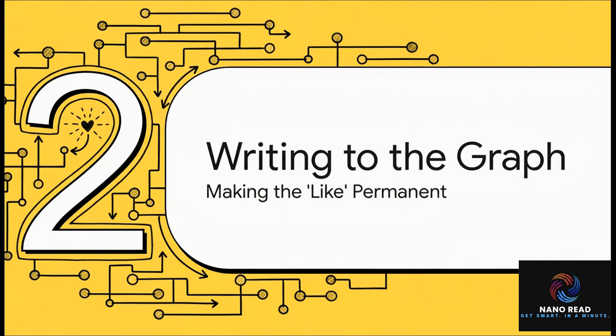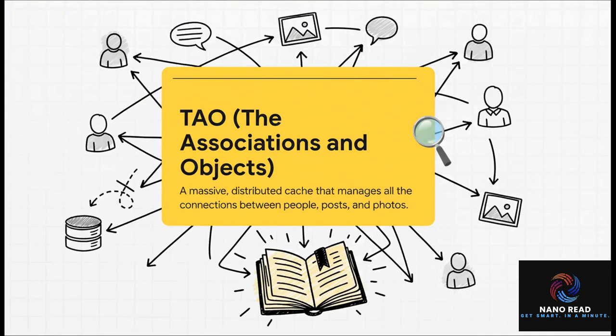All right, phase one complete. Our little like has safely arrived at a massive data center. Now for the most critical step of all, making it a permanent part of the social graph. That's the digital map of literally every connection between every person, post, and photo on Facebook. But here's the thing, writing directly to a traditional database is just too slow.